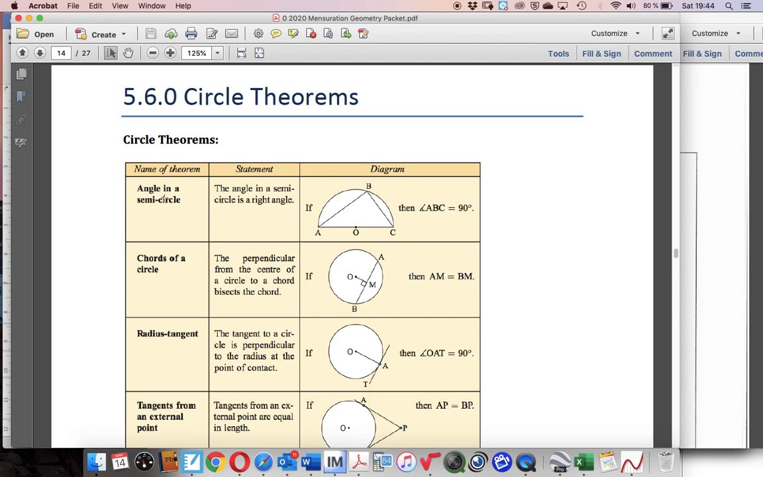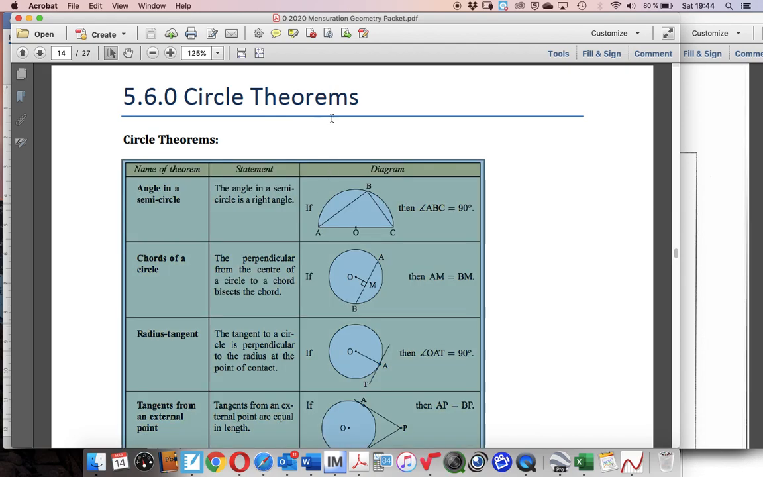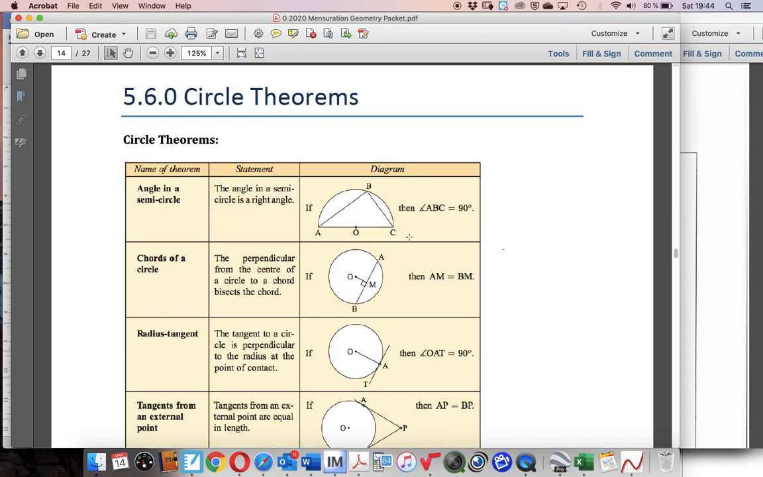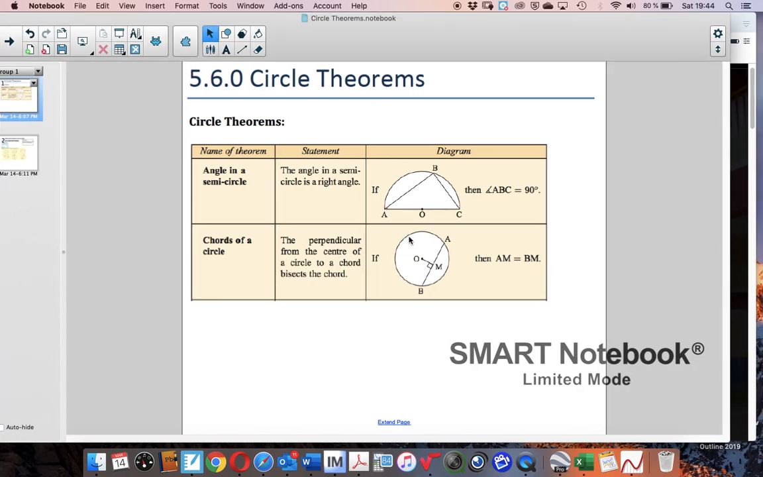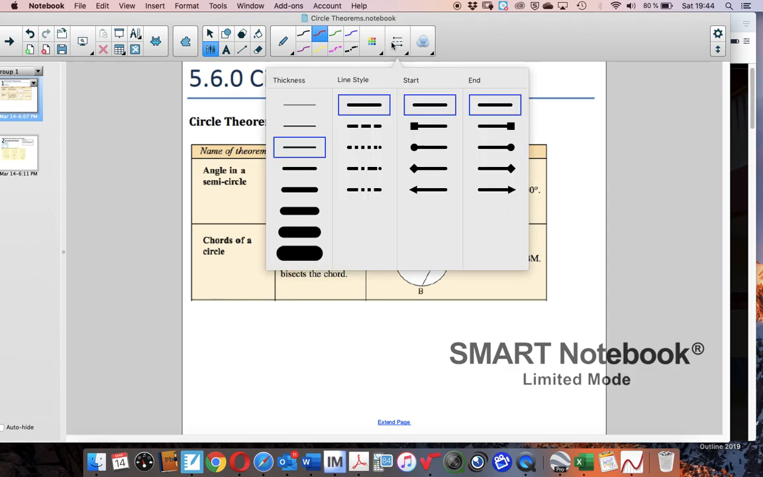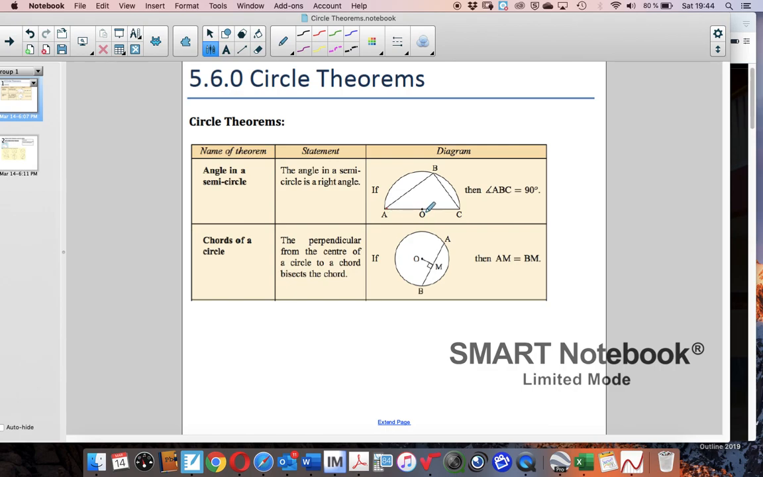So the first one, as you can see, is called angle in a semicircle, and this is what we have right here. We have a semicircle, and whenever you see an O, that means that it's the center of the circle. And so what that means is that this right here is the diameter.